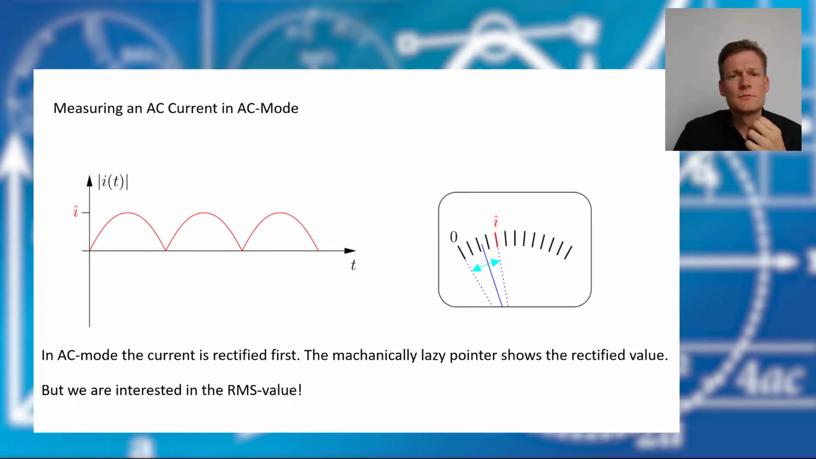What could we do? Before we go on, let's have a look at an experiment where I connect an AC voltage source which can produce sinusoidal voltages, triangular voltages and rectangular voltages, and I connect it to an oscilloscope which just shows the voltage curve, and I connect it to a pointer device in AC mode and have a look at the values it displays.